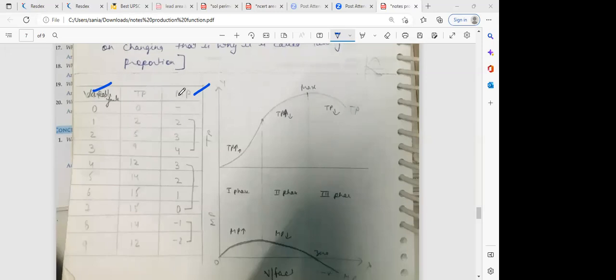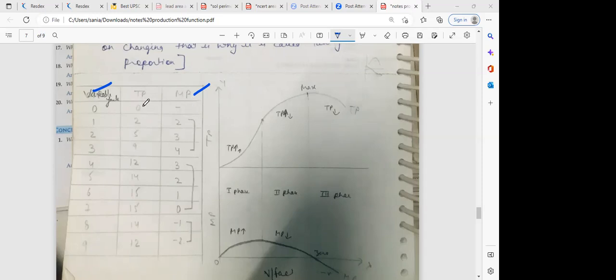If TP is given, you can find MP. If MP is given, you can find TP. Because learning TP is very difficult: 2, 5, 9, 12, 14, very difficult. But MP is very simple: 2, 3, 4, 3, 2, 1, 0, minus 1 and minus 2. It's very simple, right? So you will simply learn this.